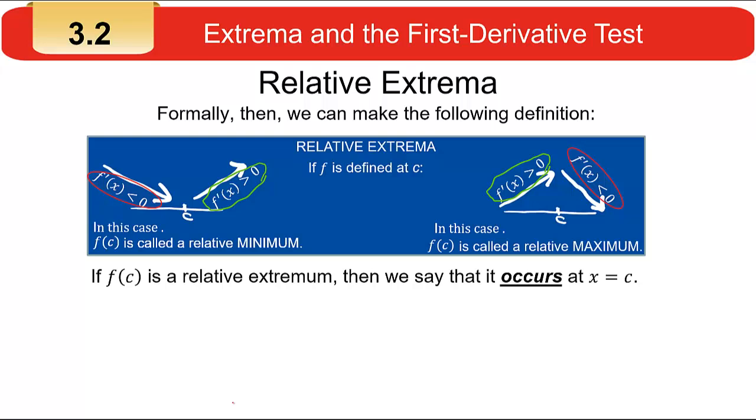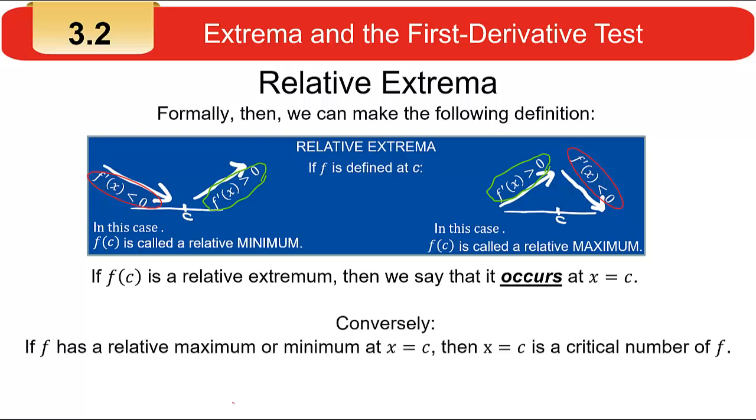If f of c is a relative extremum, either a maximum or a minimum, we say that that extrema occurs at x equals c. So we're just learning some vocabulary and you're getting used to hearing the word said. Conversely, you could also say if f has a relative maximum or minimum at x equals c, then x equals c is a critical number of the function f.